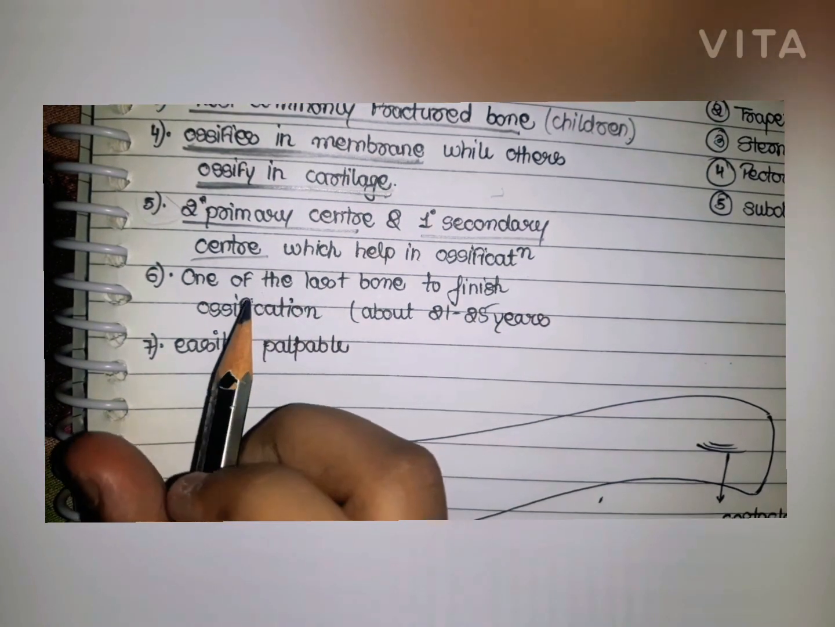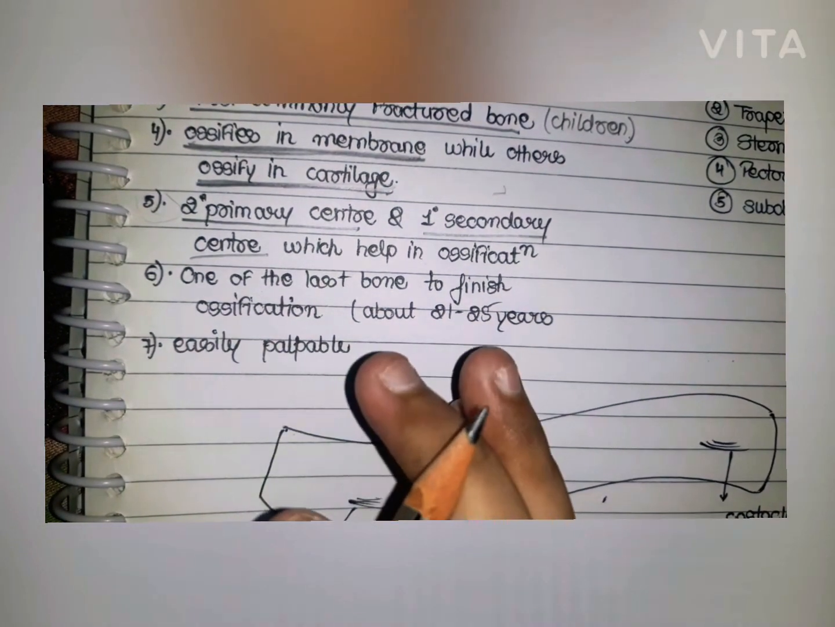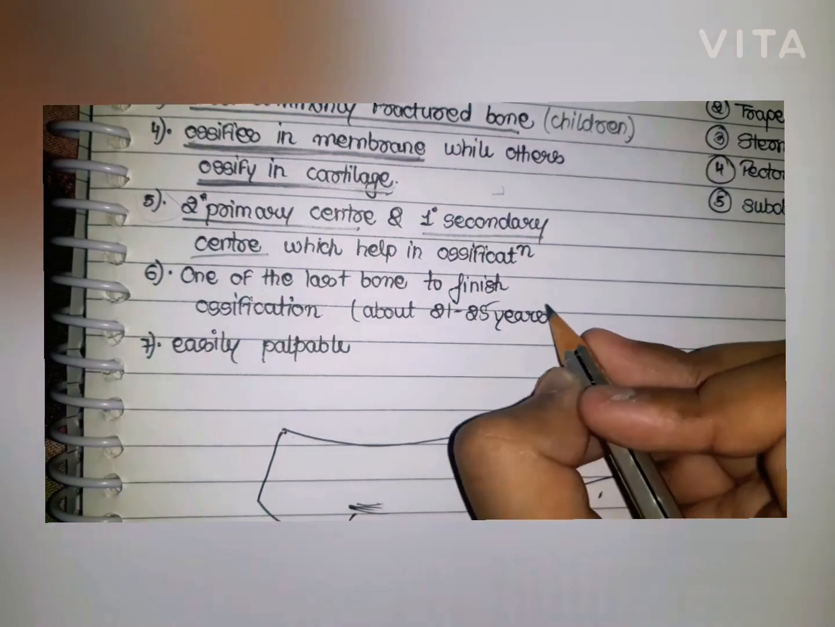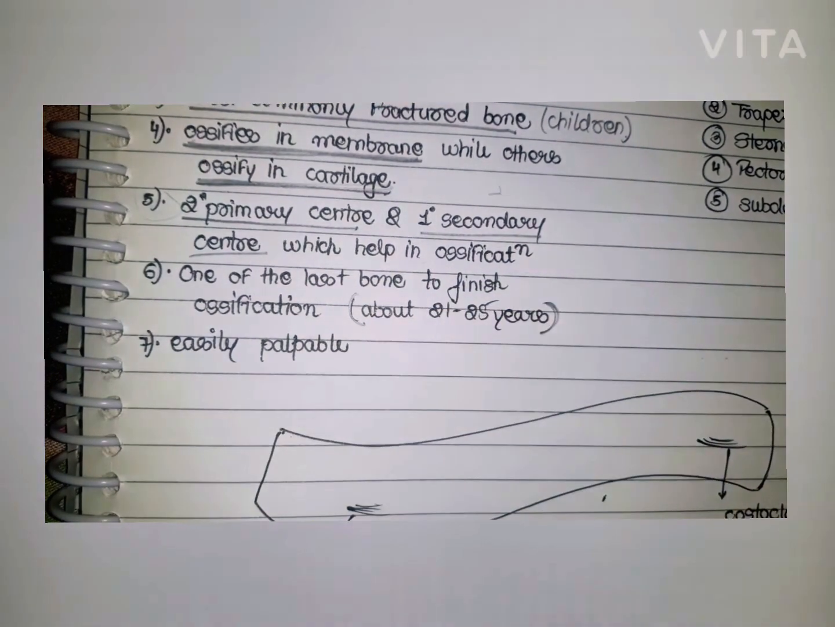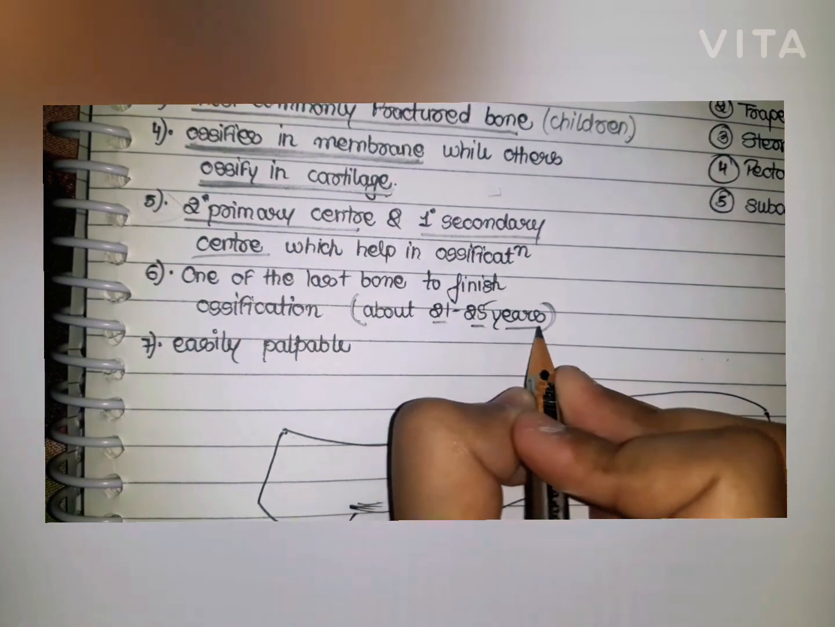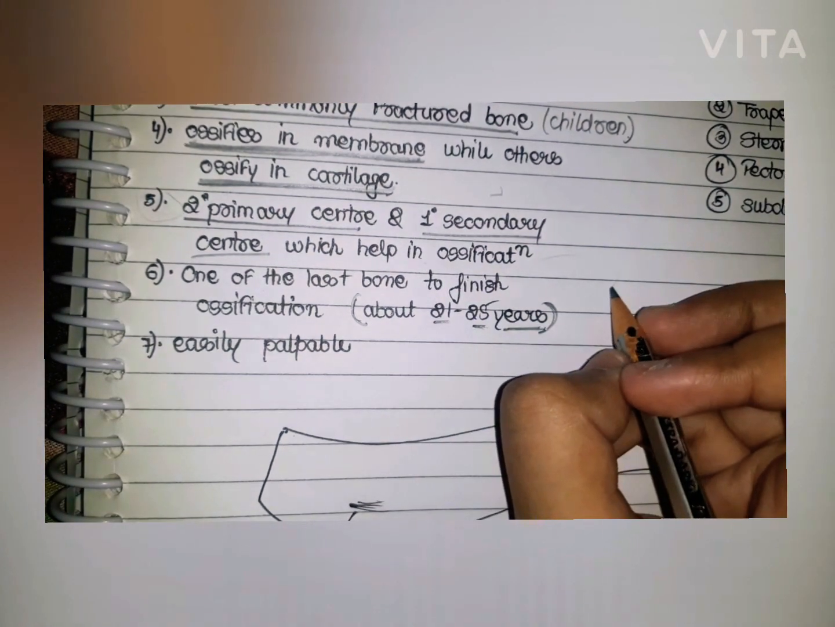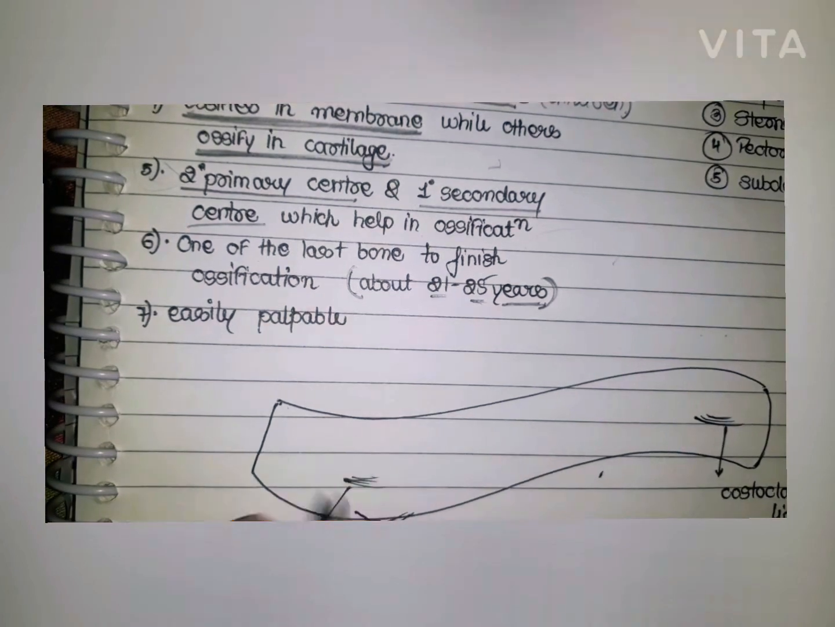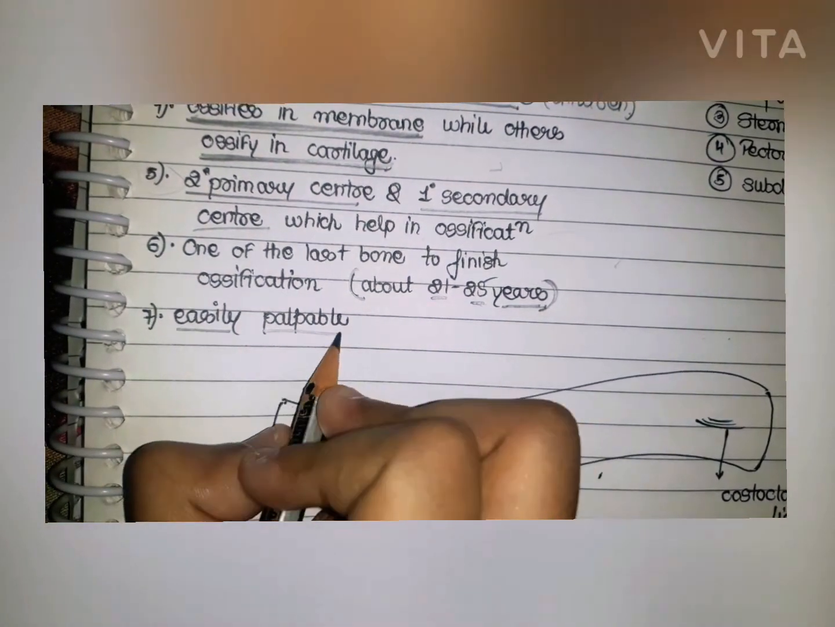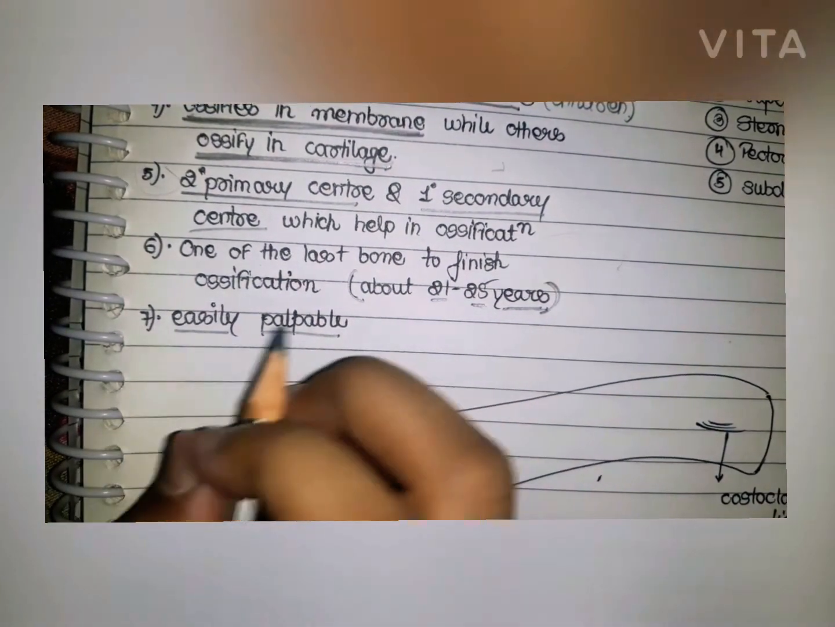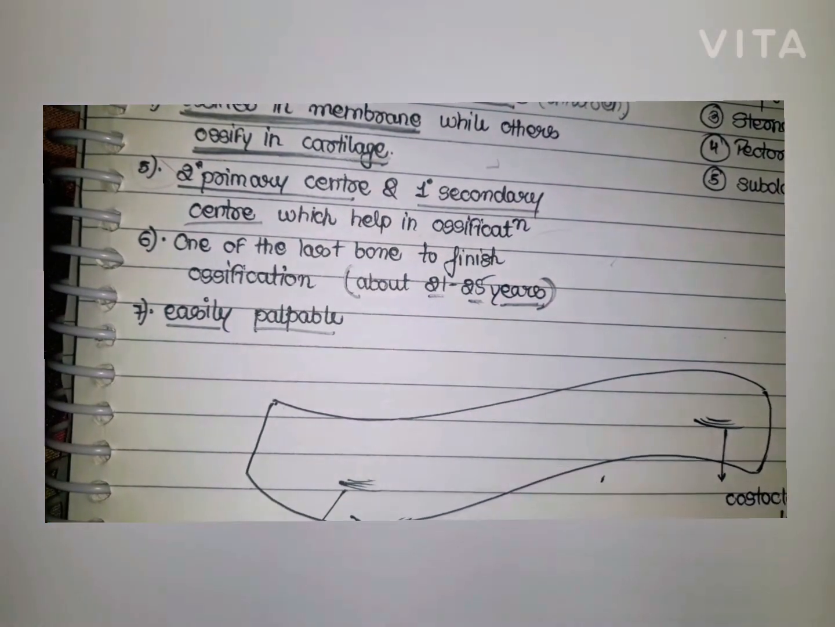Next point, it is one of the last bones to finish ossification. I mean, all the bones get mature in the early ages, but only this bone matures in the later age, like 21 to 25 years. It takes 21 to 25 years to get into the mature form. Okay, and last point, which I have already told you, it is an easily palpable bone. That is, you can easily see it and touch it and feel it in your body.